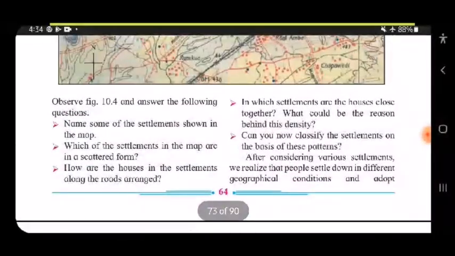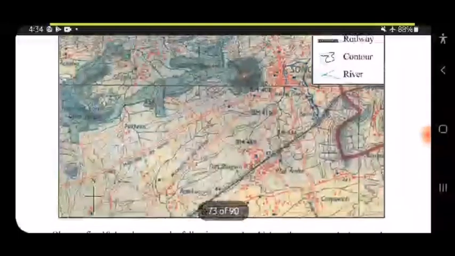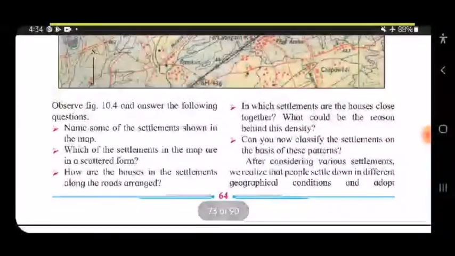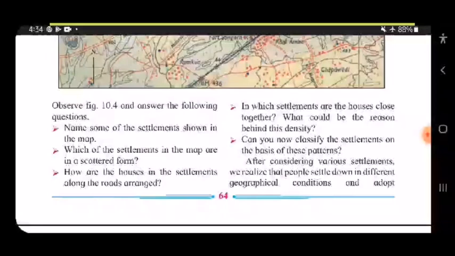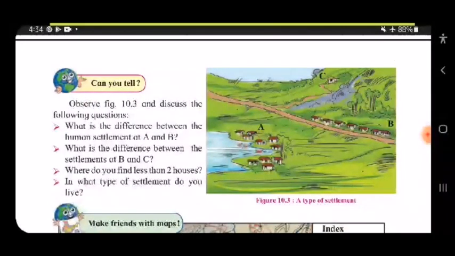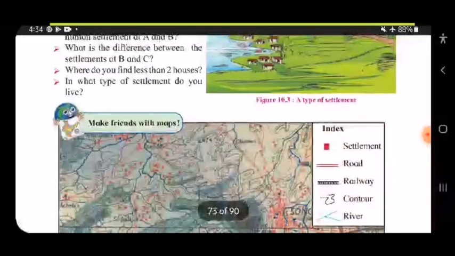Observe figure 10.4 and answer the following questions. Name some of the settlements shown in the map. Now, what are the different types of settlements that we learned? Nucleated, scattered, and linear settlements. Which of the settlements in the map are in a scattered form? You see, that is A. The houses are here and there.